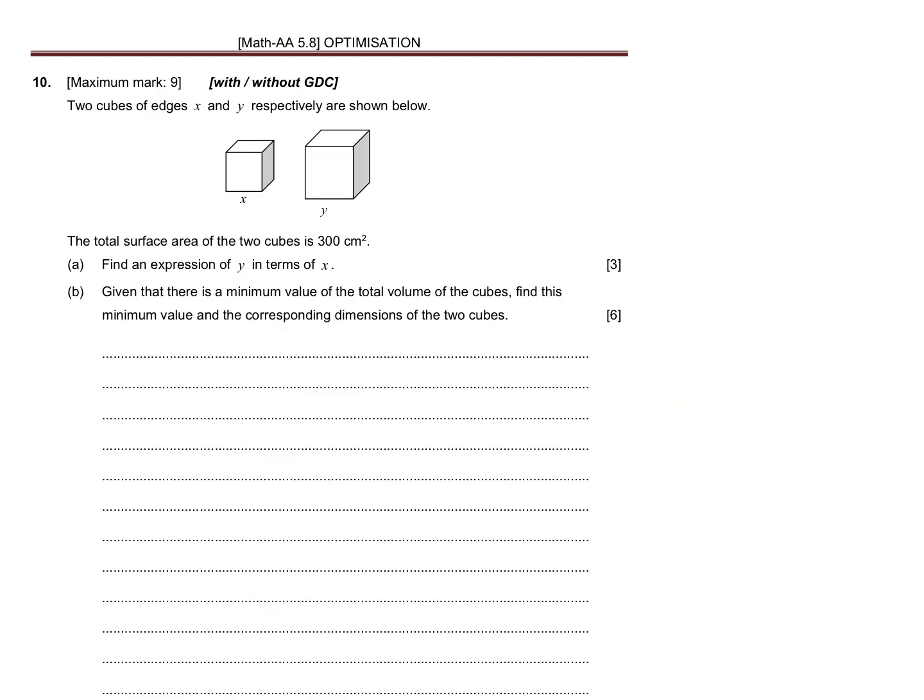All right, number 10, 2 cubes of edges x and y. The total surface area of the 2 cubes is that. So we're going to have 6 sides, and each side is x squared, plus 6 sides, and each side area is y squared. So then that's going to equal 300, and I will go ahead and divide by 6, so that is equal to 50. Okay, find expression of y in terms of x.